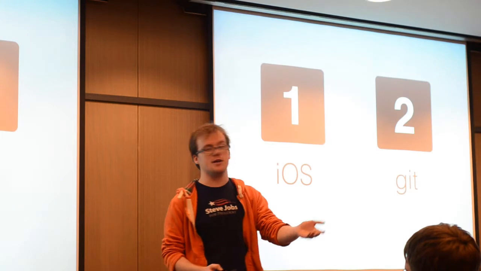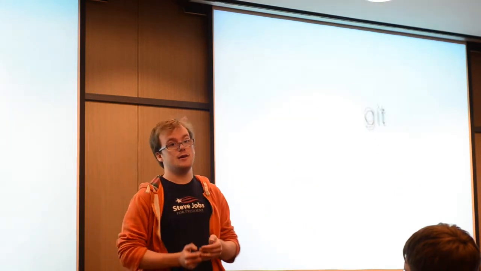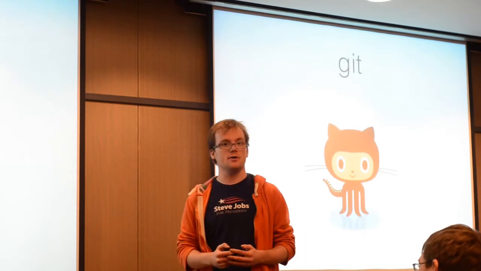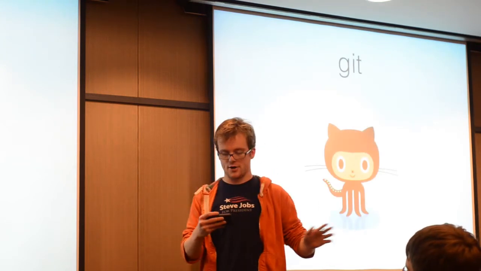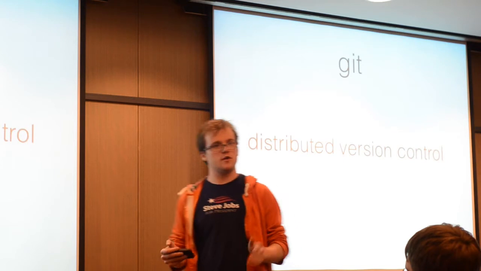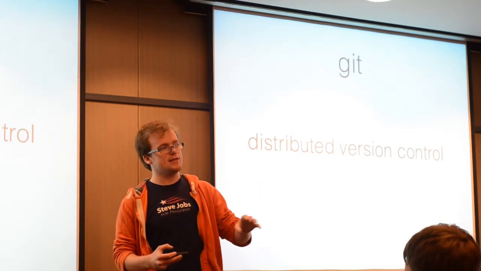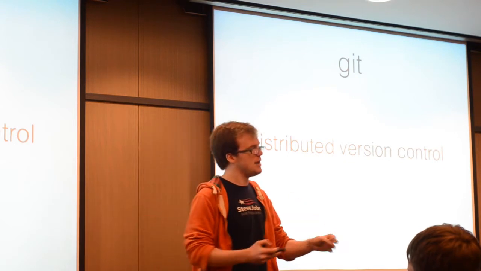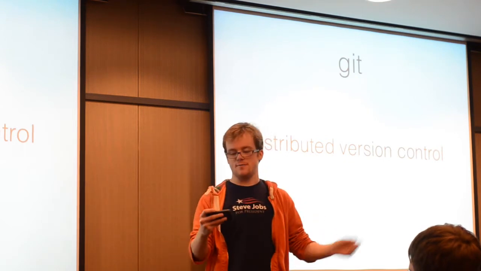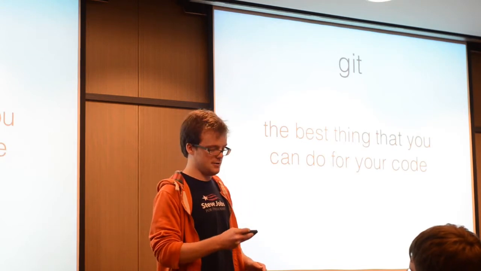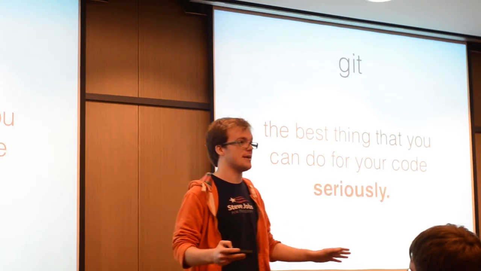So the real thing I wanted to talk to you about today was Git. And Git has something to do with this 8-legged cat sitting in a puddle. But we'll talk about that more later. Git is distributed version control. And we'll talk about what that means a little bit later, but that's sort of the core idea behind Git. Simply put, Git is the best thing you can do for your code. Seriously, the best thing.